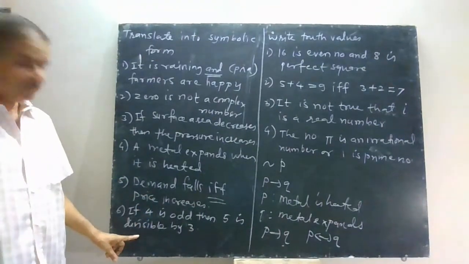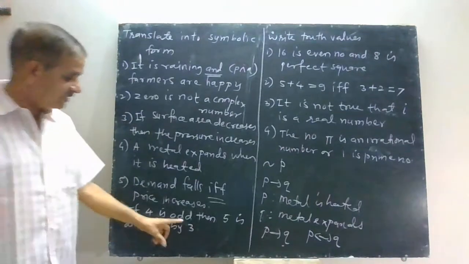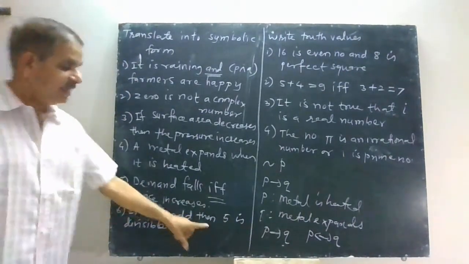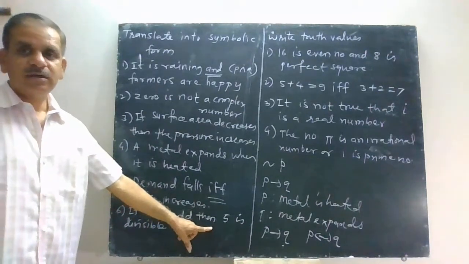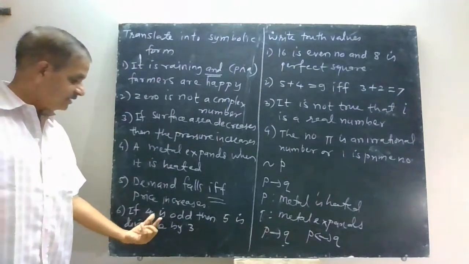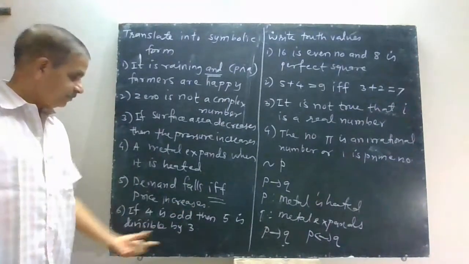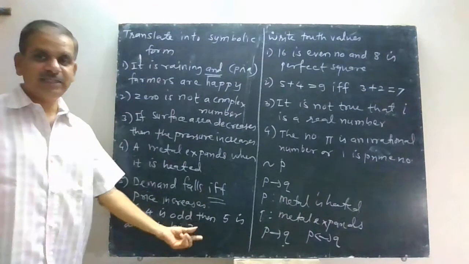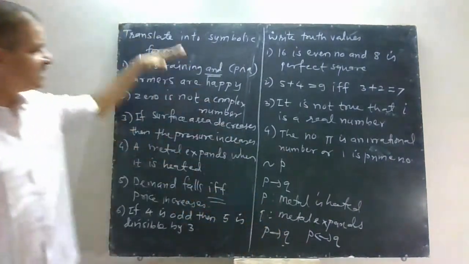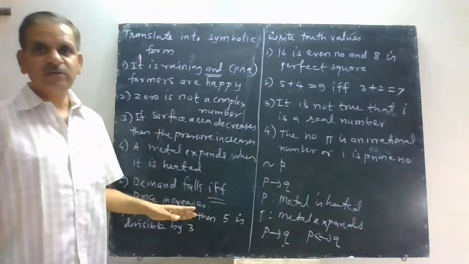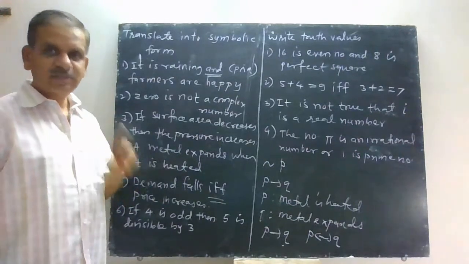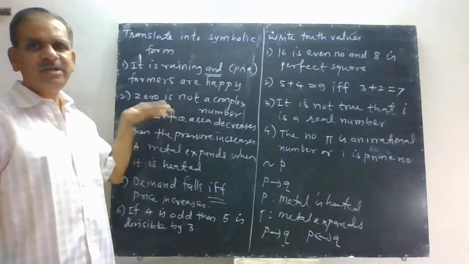So that is the symbolic form of statement number 5. Now see statement number 6. If 4 is odd, then 5 is divisible by 3. So now it is of the type if-then, that means the symbolic form will be P implies Q only. P is 4 is odd, and 5 is divisible by 3 is your Q, so the symbolic form is P implies Q. Remember one thing: you can easily write down the symbolic form, but only writing the symbolic form is not sufficient. You have to write what your P, Q and R are.